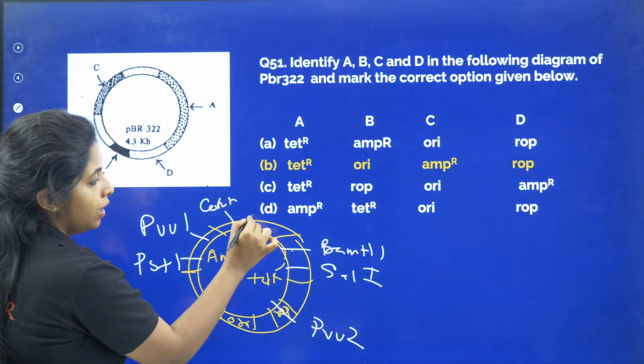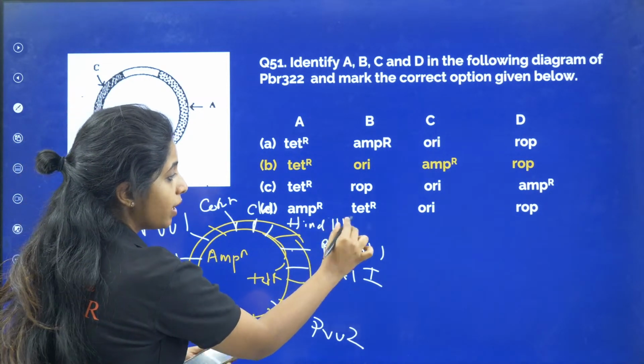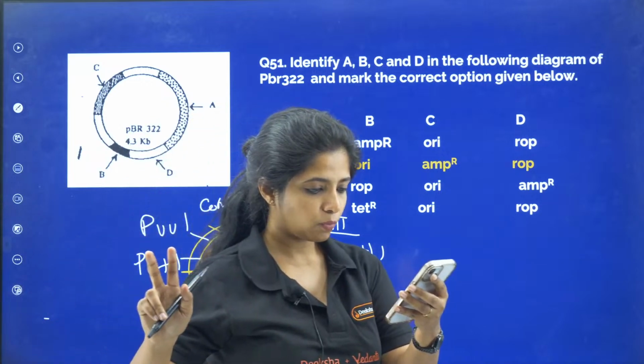Here you have EcoRI. Here you have ClaI and also HindIII. Also what? HindIII, not II, HindIII. Works?